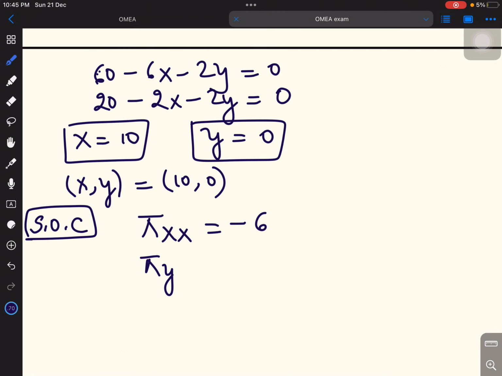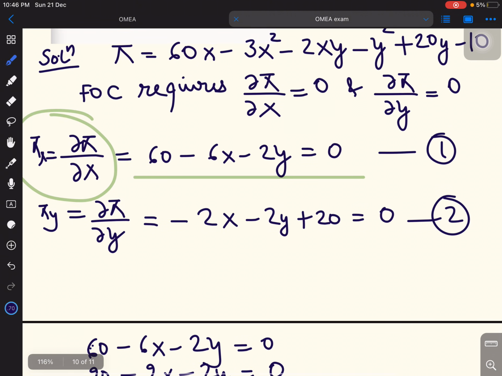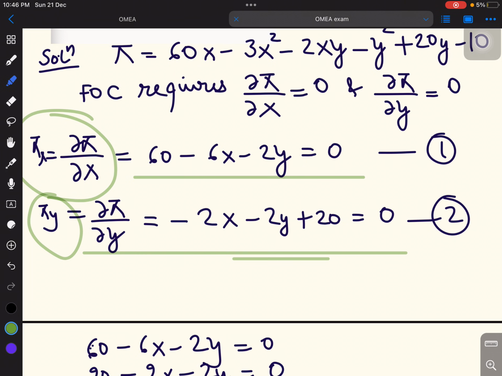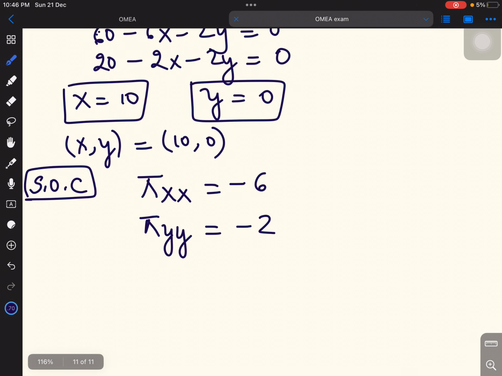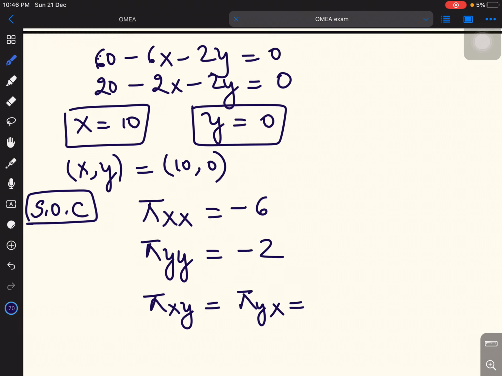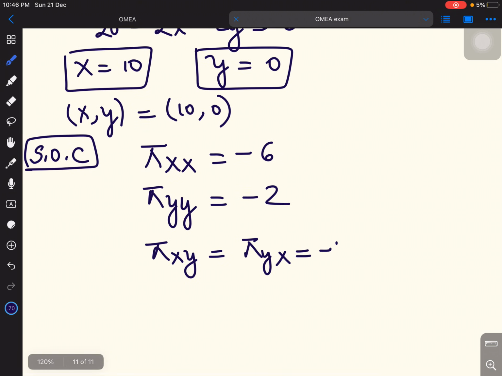Similarly, we are going to differentiate pi y with respect to y again. This was our delta y, so differentiating this with respect to y again, x is constant, so we only get minus 2. Next is delta xy, or either way delta yx. By using Euler's theorem, we know that it is going to be the same. So delta xy or delta yx is going to give us minus 2.